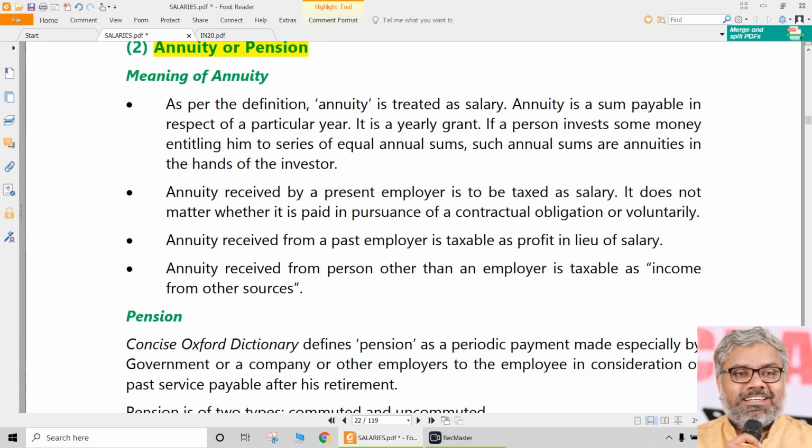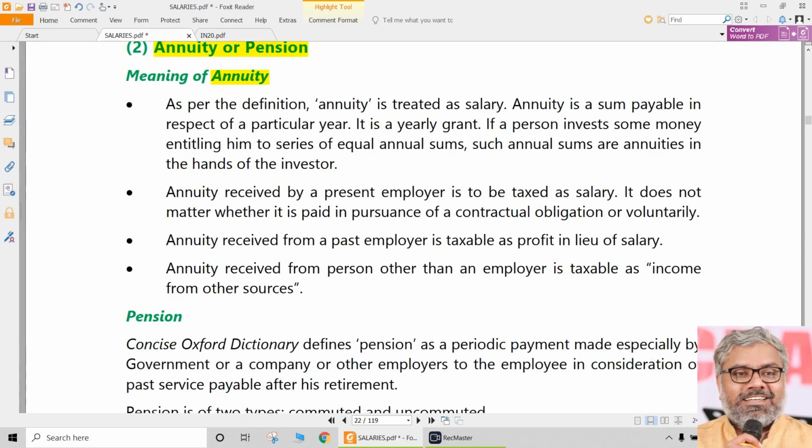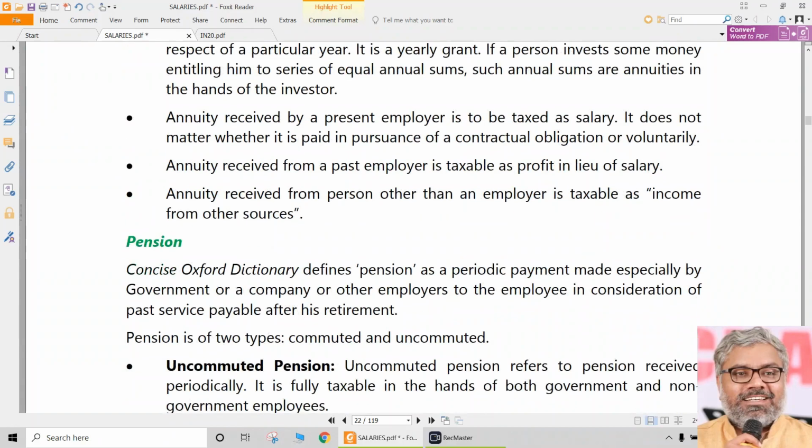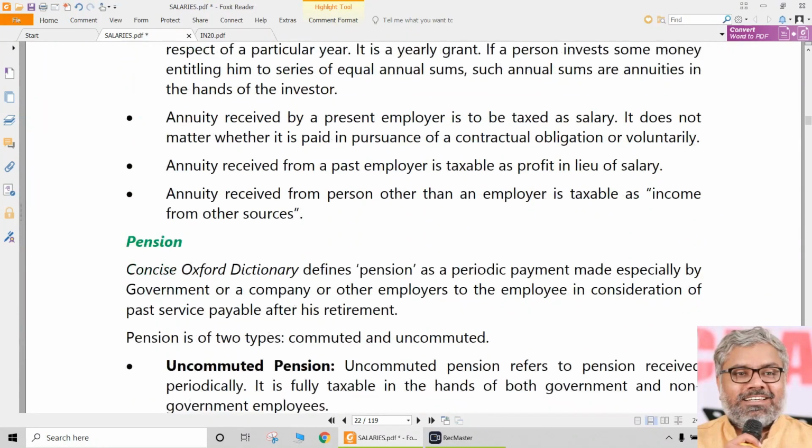We don't need to go into the names and the definitions of what is annuity and what is pension and all that. We just need to know what is the tax treatment of that, right? So basically, annuity generally is a word that is used for periodicity, that's all. Any amount that is received or paid periodically, we can call that as annuity. That is the general meaning of the word. But here we don't distinguish between annuity and pension. Both are same for us.